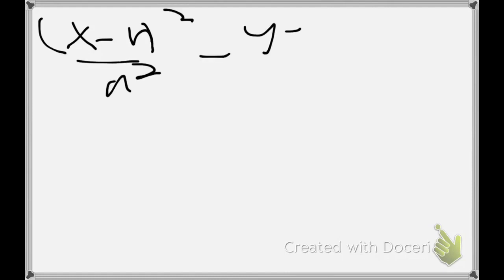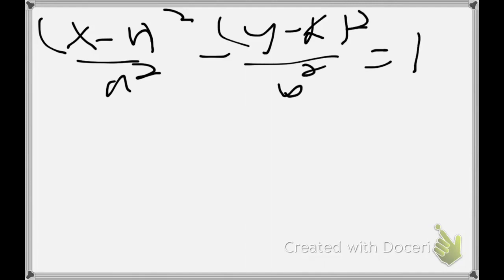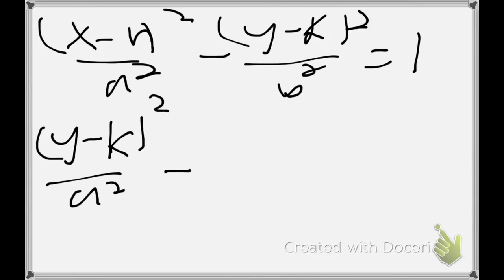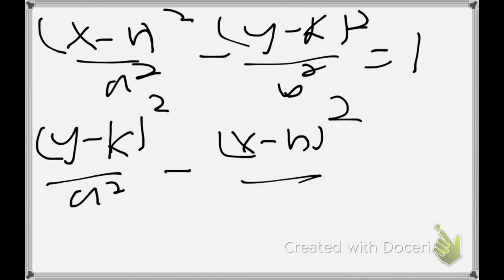So the standard equation of a hyperbola with the center at (h, k) for the horizontal transverse axis would be (x minus h) squared over a squared minus (y minus k) squared over b squared equals 1, where again (h, k) is the center. (y minus k) squared over a squared minus (x minus h) squared over b squared equals 1 would be when the transverse axis is vertical.